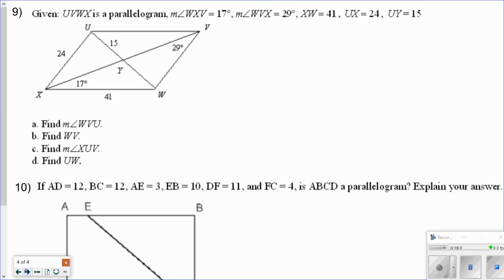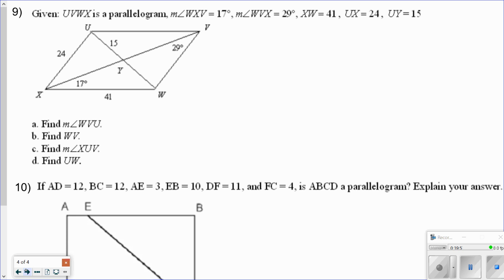Number 9, we are given that UVWX is a parallelogram. The measure of angle WXV is 17. The measure of angle WVX is 29. We know that XW is 41, UX is 24, and UY is 15. We have some questions here that we need to now answer. So I'm going to make sure everything is labeled, so we're good.